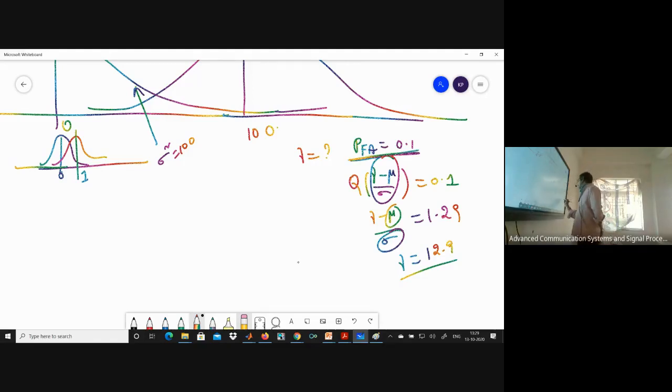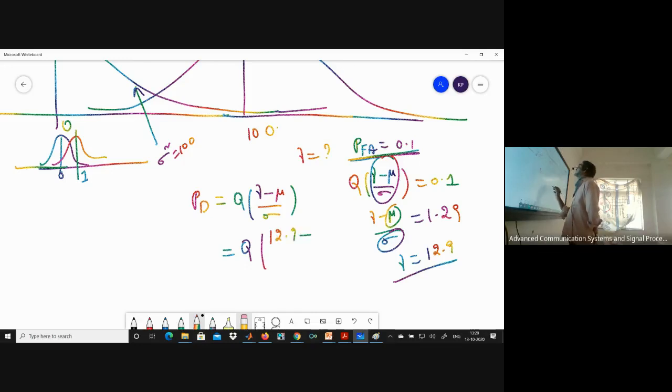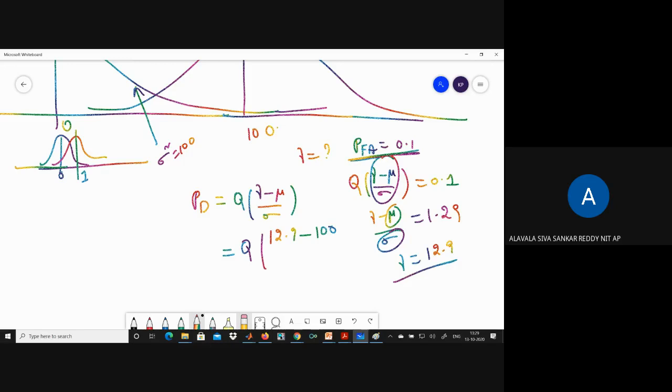So when gamma is equal to 12.9, what is the probability of detection? Probability of detection is also the right tail probability, Q of (gamma minus mu)/sigma. Now we have defined the gamma value as 12.9, so Q of 12.9 minus the mu value, which is 100. Here the variance is sigma square, which is 100 into 1. Sigma square is 100, sigma is root 100, equal to 10.